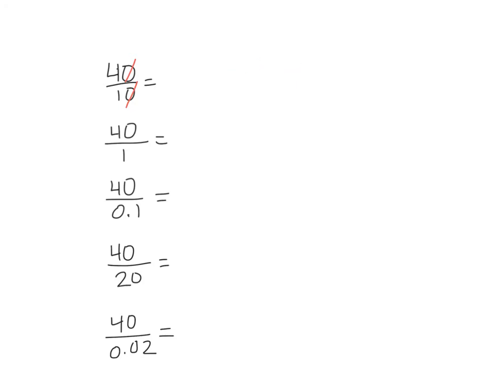So here, then that becomes 4 over 1, which is 4. Just like if you had 10 over 10, these numbers cancel. You can cancel zeros in division problems. Okay? 40 divided by 1, that's 40, okay? 40 divided by 0.1, okay?